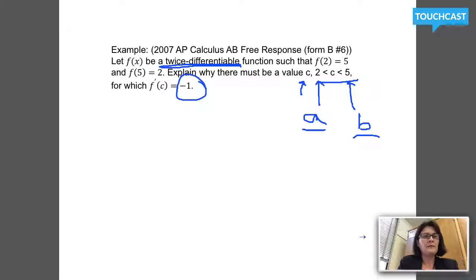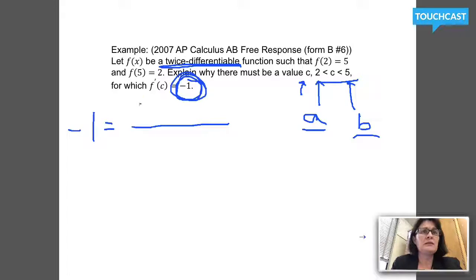So let's see what else we know. The one thing that the mean value theorem is really good for is telling me that there's some value c in between a and b for which f prime of c, which we know is -1, has to equal the average rate of change. So that's the only work we really have to do here: we need the derivative at c, which is -1, to equal the average rate of change of f on the interval a to b. And that is f of b minus f of a over b minus a.